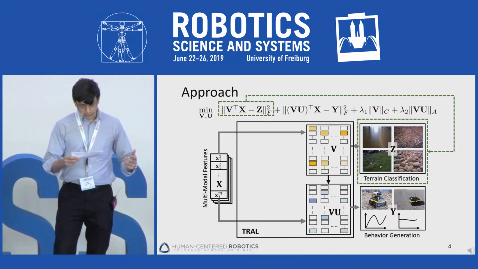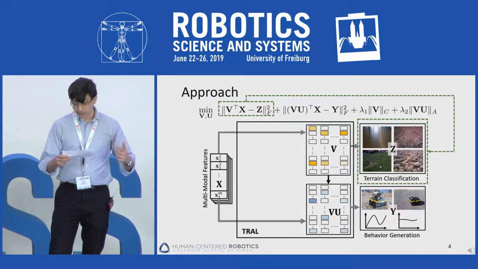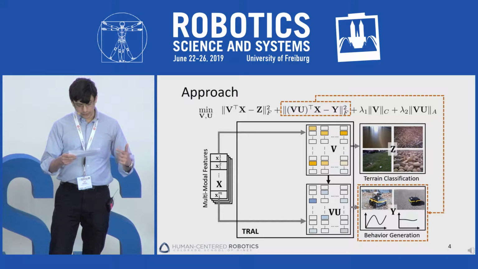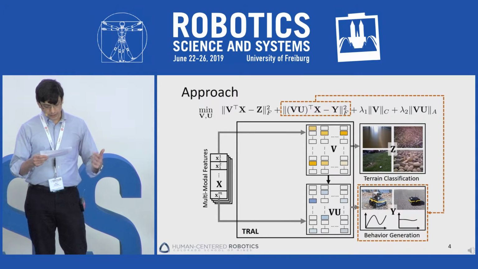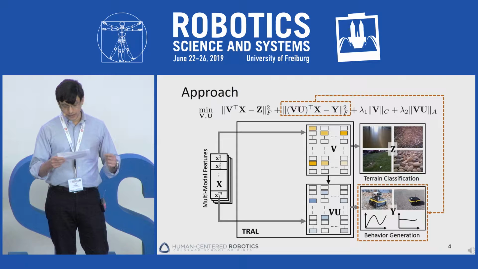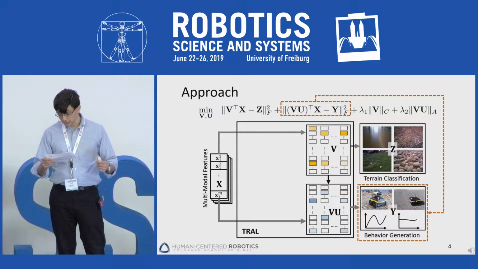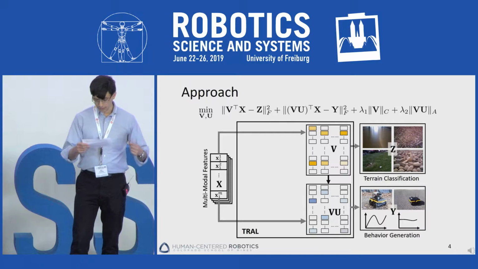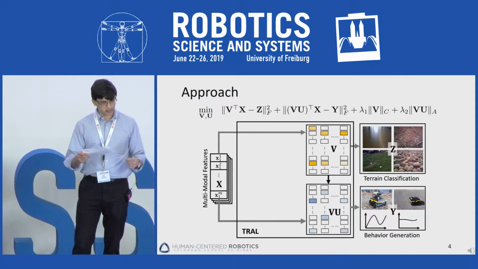So the first loss function in TRAL is defined as the error in predicting terrain types compared to ground truth for terrain classification. The second loss function is designed to transfer human expertise to the robot through direct expert demonstration. So you can view this as a projection from feature space to behavior space.